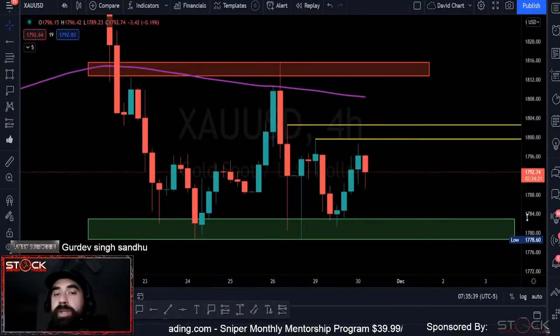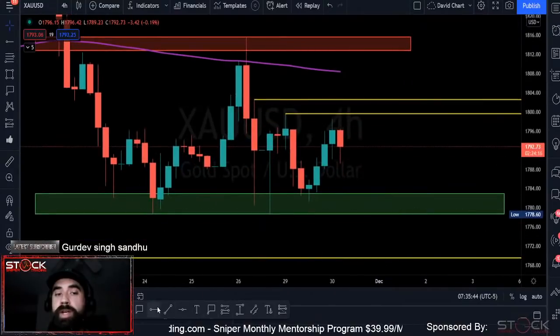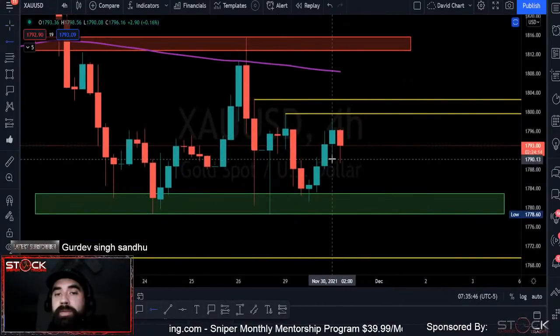My charts might be a little bit different than yours, so just keep that in mind. We're using TradingView. MT4 is a little bit different.